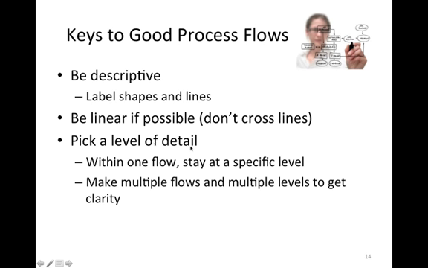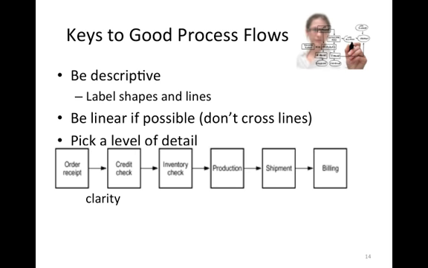Pick a level of detail. Within one flow, we want to stay at a specific level. We don't want to mix them up. It's too confusing for people. It's possible to make multiple flows so that each level gets its own flow chart to get clarity. So here's that high level one. It would be very confusing to have order, get the receipt of the order, check the credit, and then have a bunch of detail about checking the credit. Here, go back to inventory, check production.